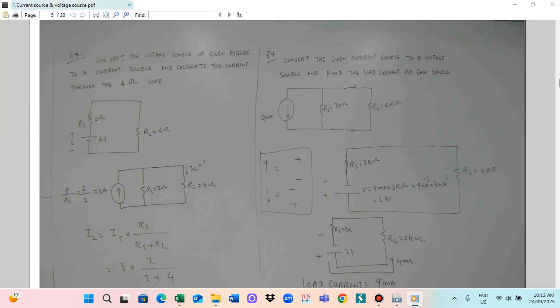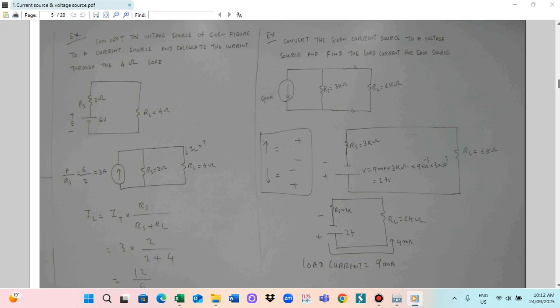Now you see that the current direction is downward, so for the voltage source the bottom will be positive and the top will be negative. So we change the voltage polarity. Okay, so 9 milliampere multiplied by 3 kilo ohm. So V is equal to 9 milliampere multiplied by 3 kilo ohm, and you get 27 volt.